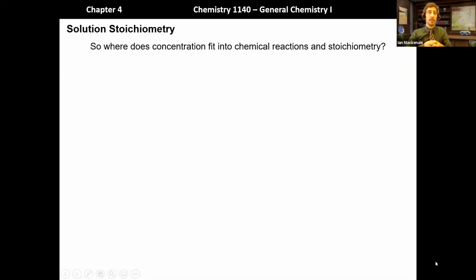So where then does concentration fit into our overall scheme of chemical reactions in stoichiometry? We've done a little bit with titrations, but what if we're doing just a normal chemical reaction like we did in chapter 3, but in aqueous solution? How does this all fit? Well, concentration is related to stoichiometry, and stoichiometry and the balanced chemical equation is related to mass all through moles.